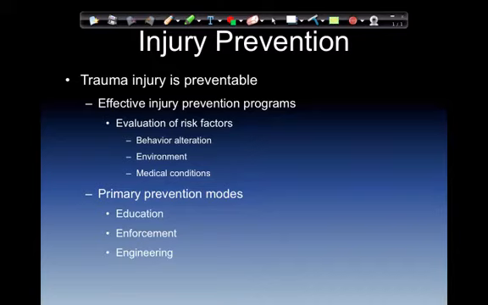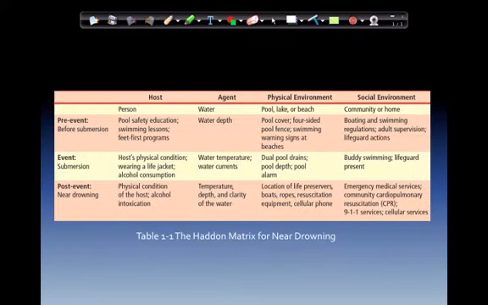The primary prevention modes are education, enforcement, and engineering. In education, we change behaviors by making individuals aware of the risk and the actions that they take. Enforcement would be fines, penalties, and even imprisonment, which can be used to elicit a greater and more rapid change in behavior. Examples of this would be seatbelt laws. And then engineering, which means better designs to reduce the potential for injury.